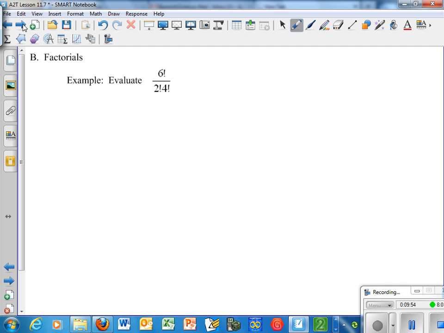Let's just review what factorials are. 6 factorial. You could use the factorial button on your calculator, but I think there's an easier way to do this. Remember, factorial means you multiply all the numbers down from 6 to that down to 1. So 6 factorial really means 6 times 5 times 4 times 3 times 2 times 1. So I'm going to write it out that way.